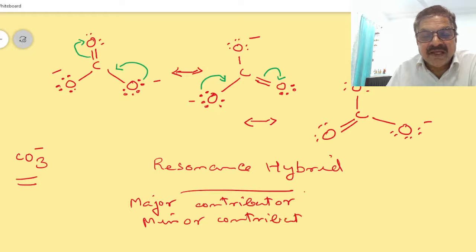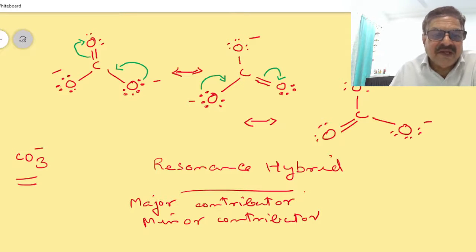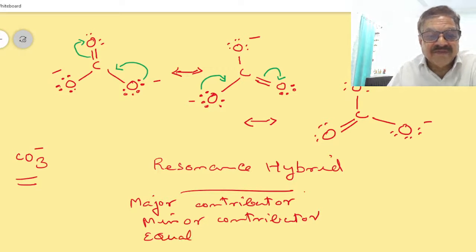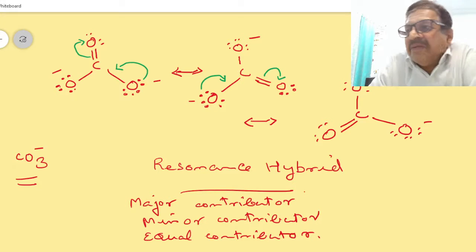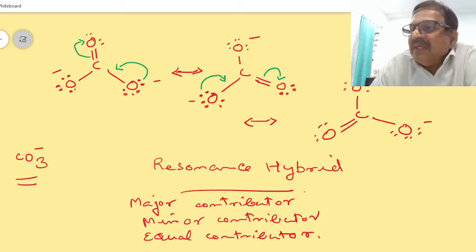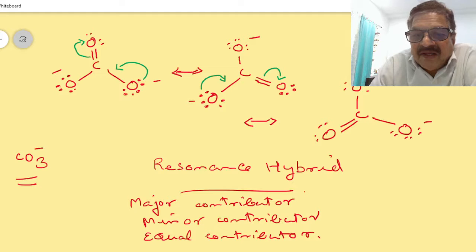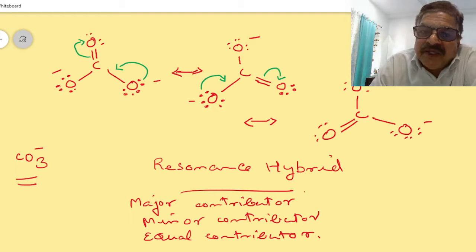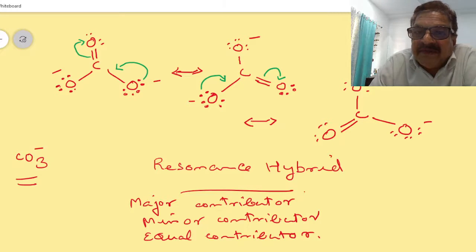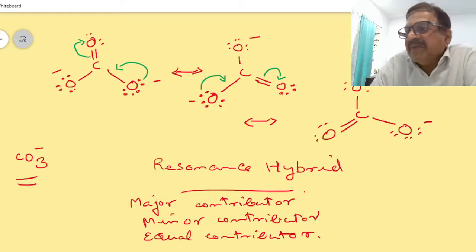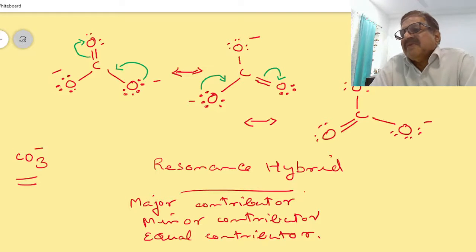Now, if 2 structures are identical, equally stable, then they are equal contributors. There are 3 concepts like this in the case of the resonance hybrid. The resonance hybrid is a combination of all of the resonance structures. It more closely resembles the most stable resonance structure, which is called the major contributor. The less stable resonance structure is the minor contributor. Identical resonance structures are equal contributors.